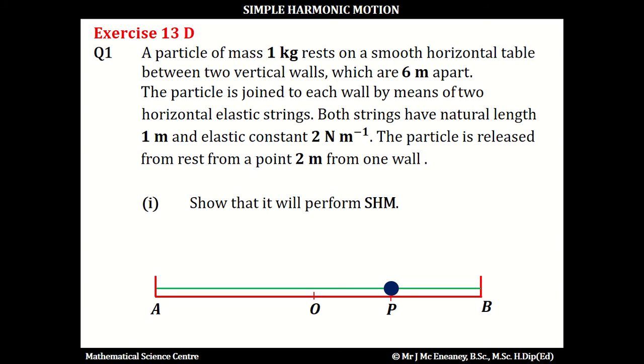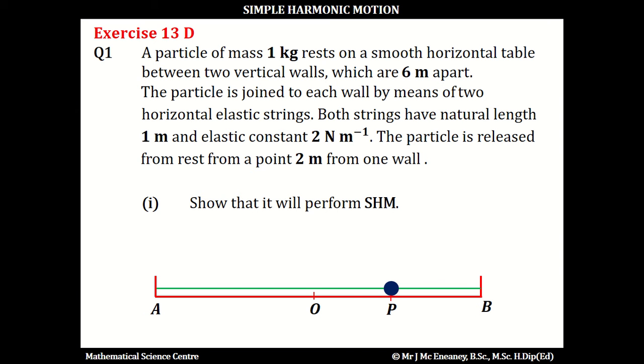Question 1. A particle of mass 1 kilogram rests on a smooth horizontal table between two vertical walls which are 6 meters apart. The particle is joined to each wall by means of two horizontal elastic strings. Both strings have natural length 1 and elastic constant 2 newtons per meter. The particle is released from rest from a point 2 meters from one wall.